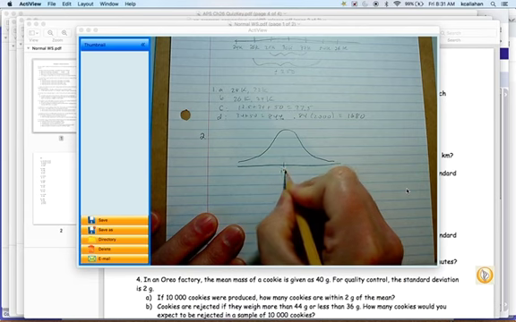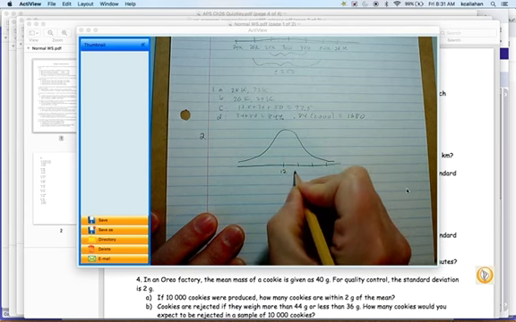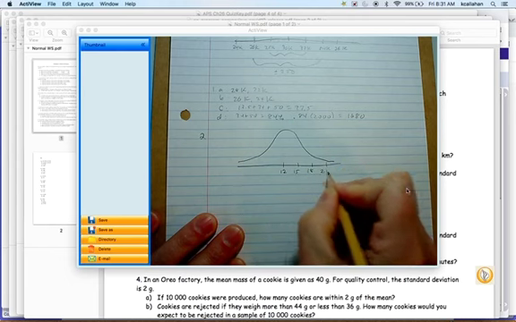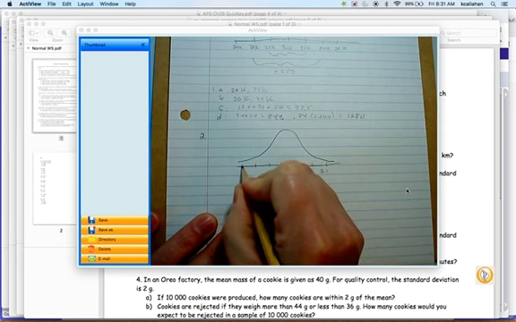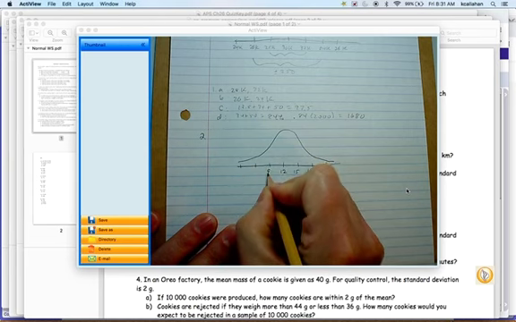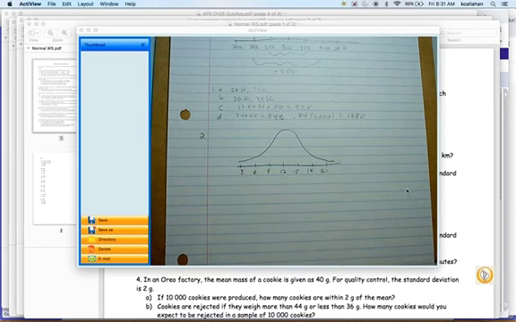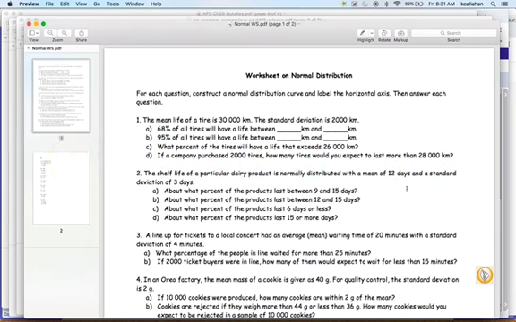The mean is 12. The standard deviation is 3. So I should add 3 plus 3 plus 3. Go the other direction. That'll be 9, 6, and 3. Okay, that's our starting point. Now we try to answer questions. About what percent of the products last between 9 and 15 days?